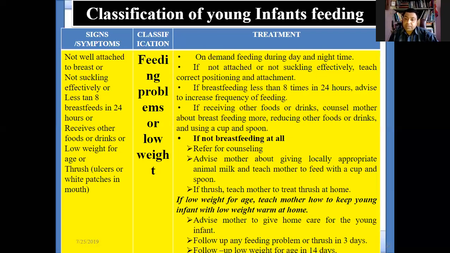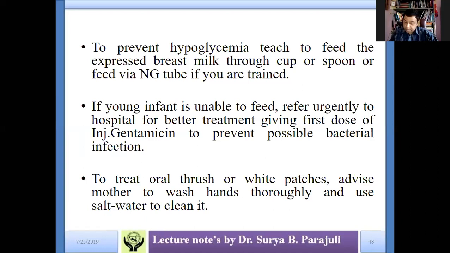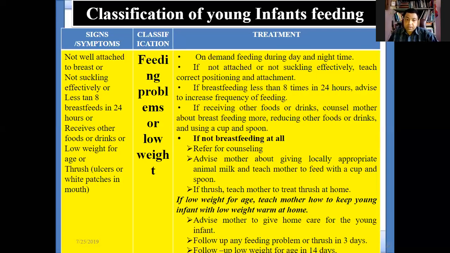Then you need to classify the young infant's feeding based on these signs and symptoms: not well attached to breast, or not suckling effectively, or less than 8 breastfeeds in 24 hours, or receives other foods or drinks, or low weight for age, or thrush, ulcer or white patches in mouth. Then it is feeding problem or low weight.